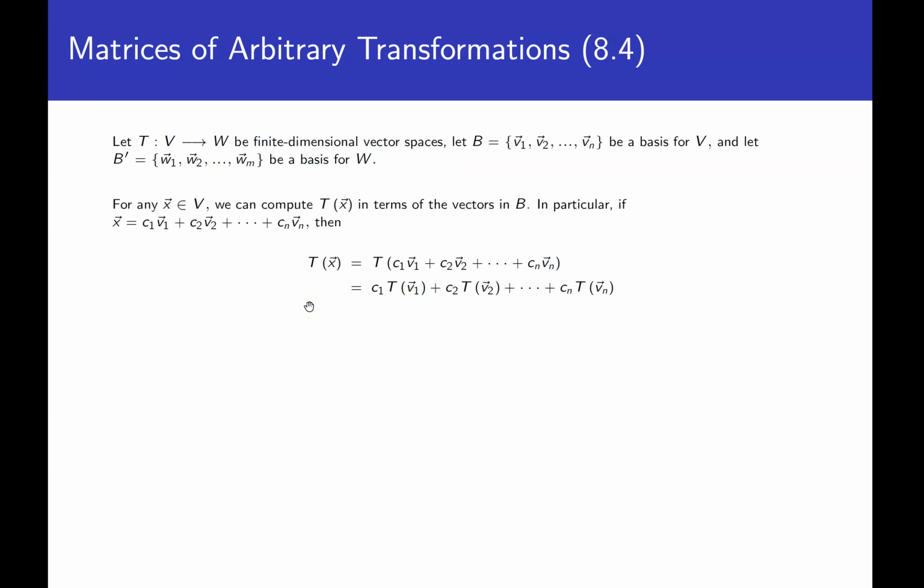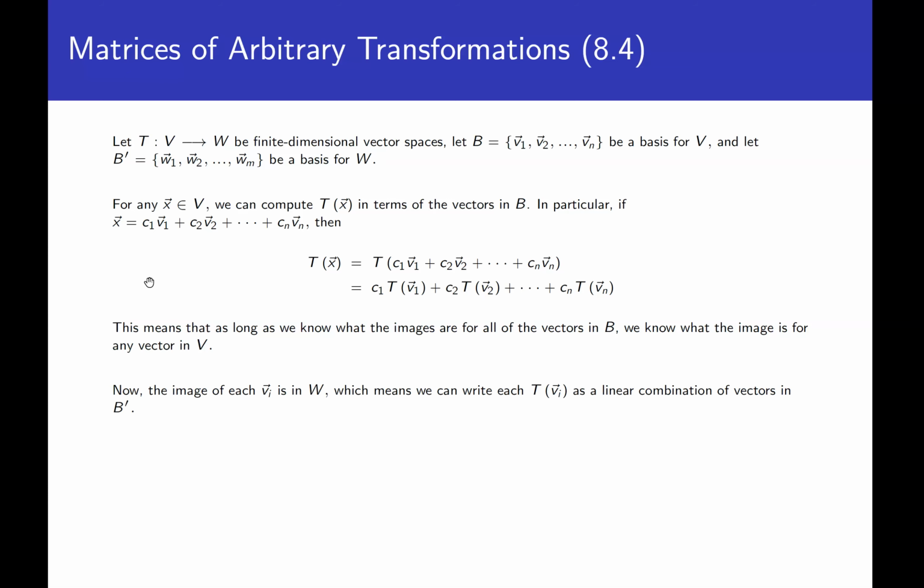So, what this means is that as long as we know the images of the basis vectors, as long as we know what the image is for everything in B, we can compute the image for every single vector. So, once we know what the transformation does to the basis vectors, we know exactly what the transformation does. All right, now let's concentrate on those basis vectors.